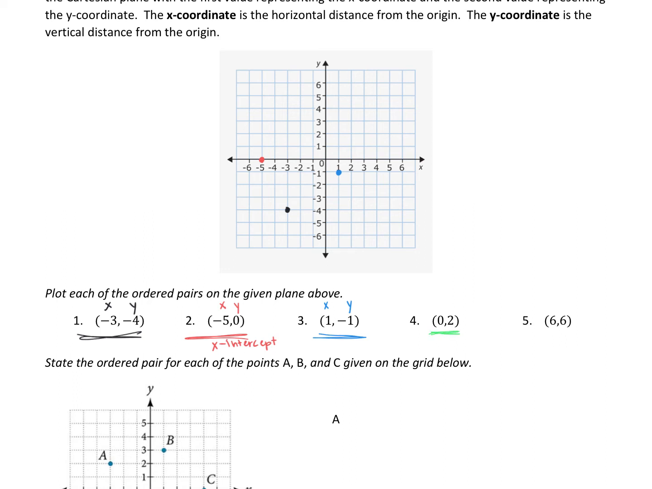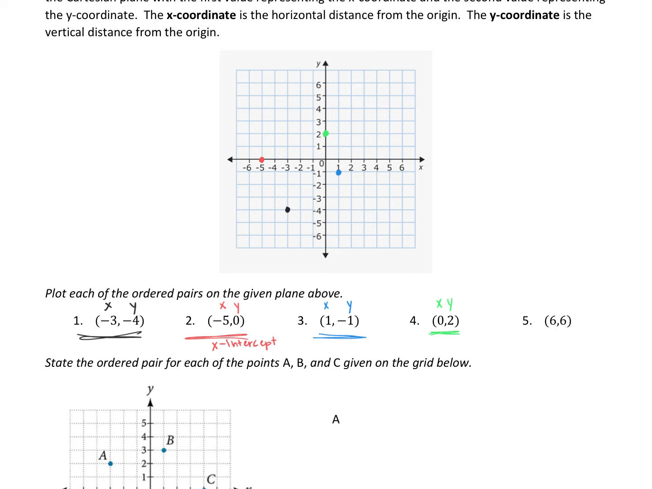All right, number 4, (x, y). So the x this time is 0. That means I'm not moving left or right. The y is 2. It's a positive 2. So I'm going to move up 2 units. So it's going to be right there on the y-axis.